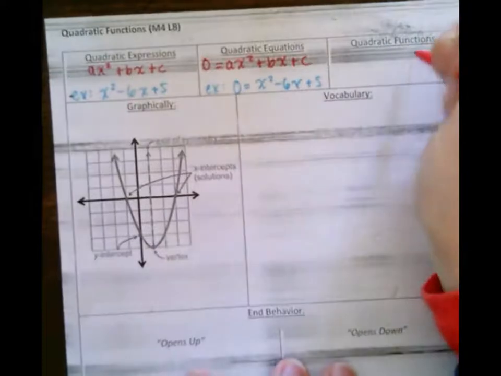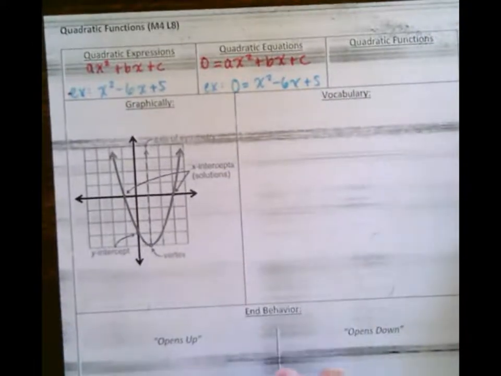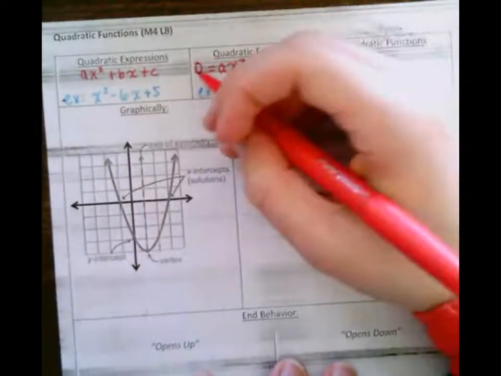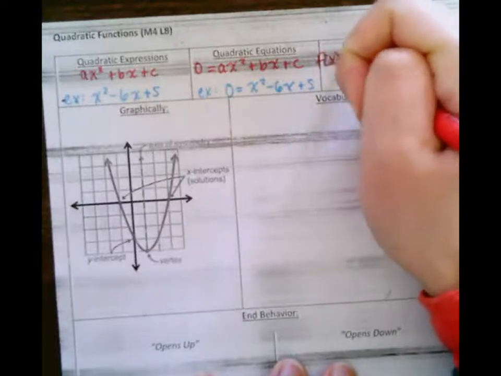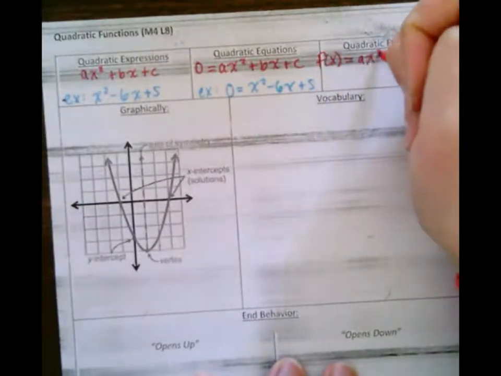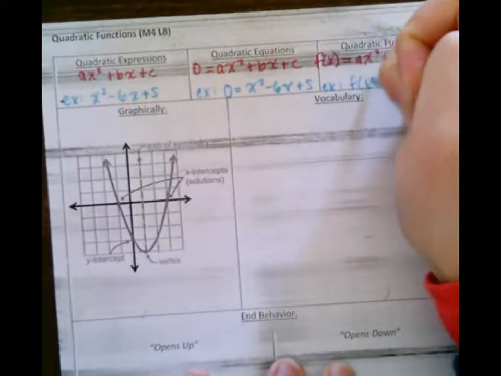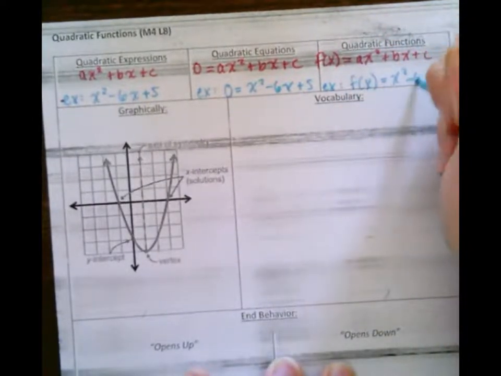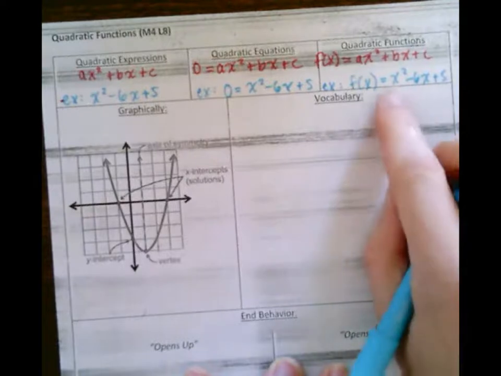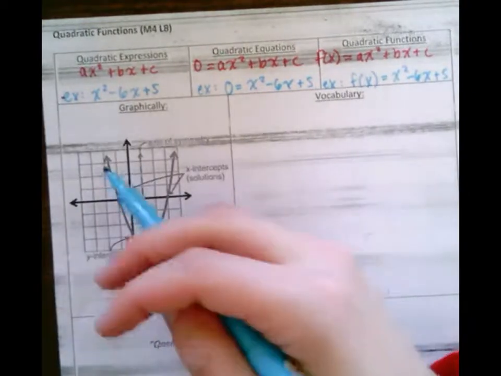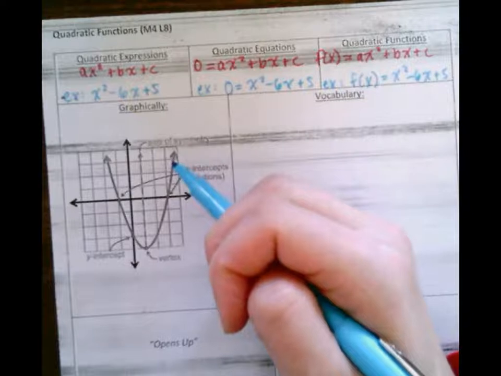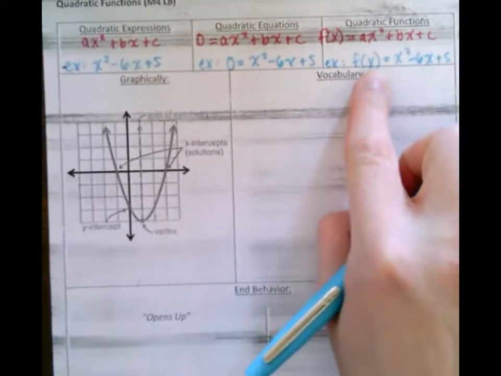Now we're going to get into quadratic functions. Functions have an input and an output. So instead of having the equal to 0, we're going to have f of x equals the standard form ax squared plus bx plus c. An example would be f of x equals x squared minus 6x plus 5. We could plug in values for x and get an output for y and plot the points. That should create the graph of a quadratic function. Graphically, what we were exploring in class today was that we get this U shape when we plot the points we get with input and output values from a quadratic function.